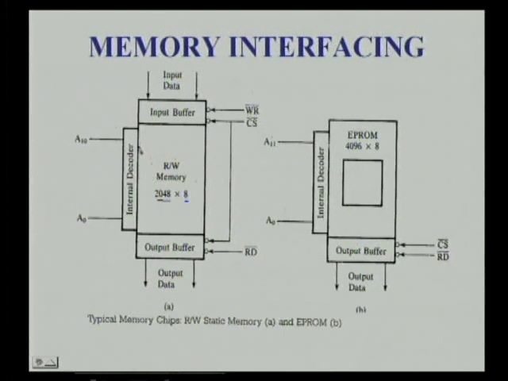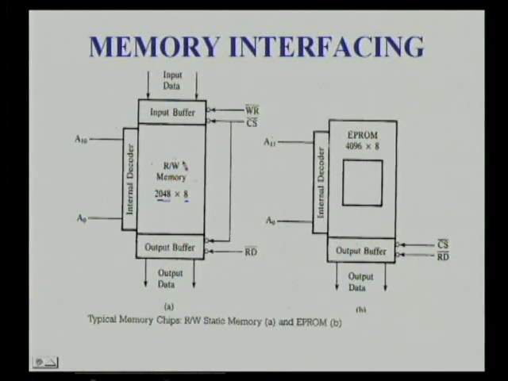After decoding, a particular memory location will be identified or enabled based on the address present here. And input data, that is, the processor writes data into this read-write memory through the input buffer, and this input buffer must be enabled by using the write bar signal. Anyway, this chip select must be activated, and when the processor is reading, it must enable the output buffer. And with read only memory, in this case EEPROM, we will have only the read bar signal. Here you can see it is a 4K chip, hence 12 address lines are used.